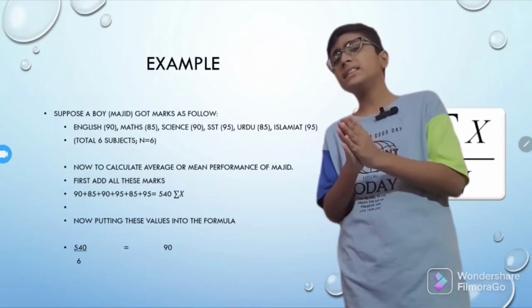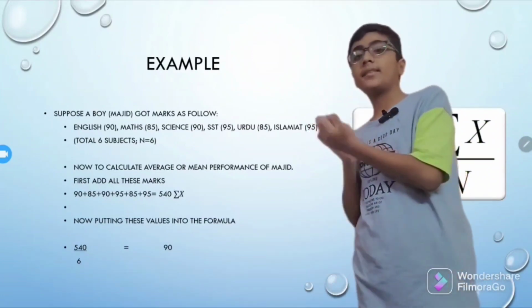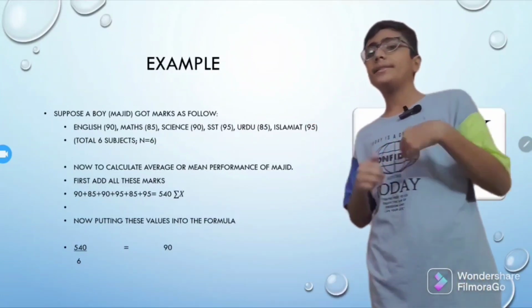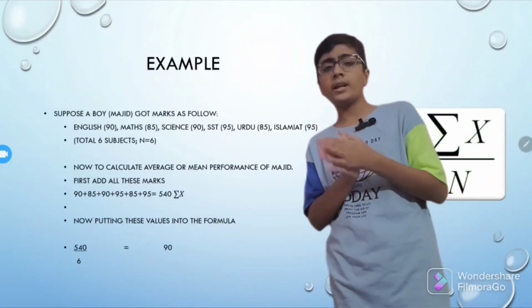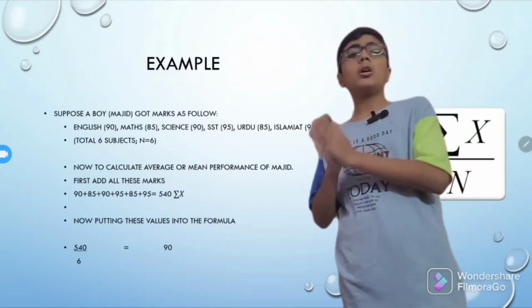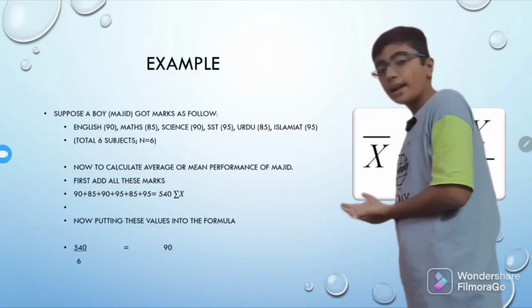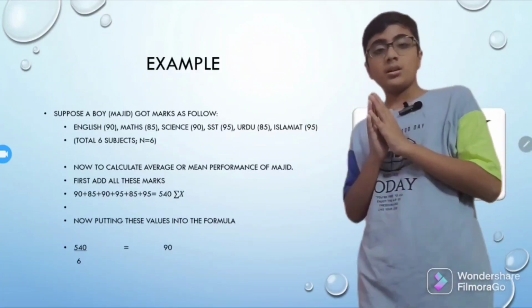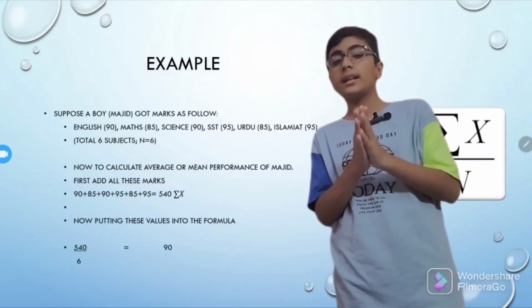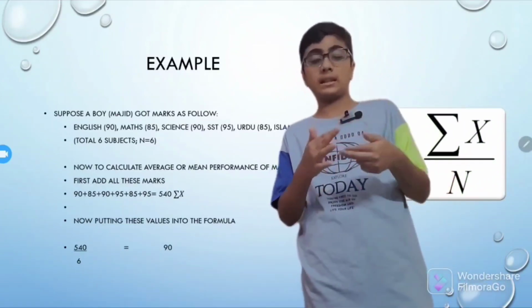Now, for better understanding, let's do an example question. Let's suppose a boy named Majid got his result and his marks are as given. It is written that we have to find the mean.